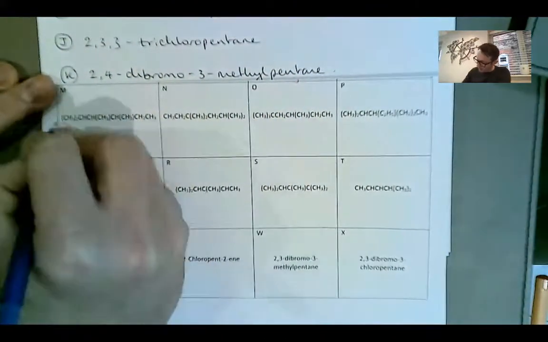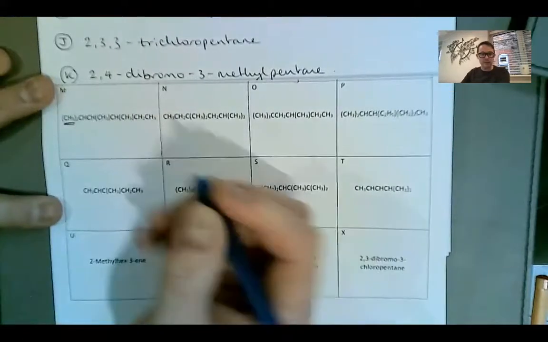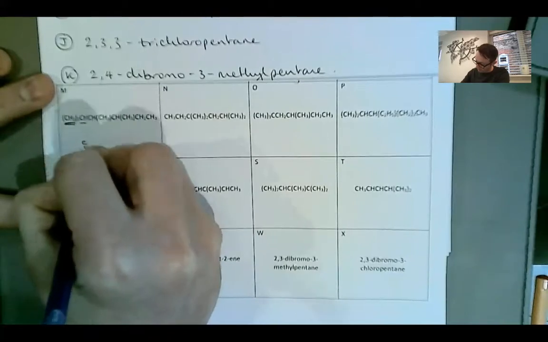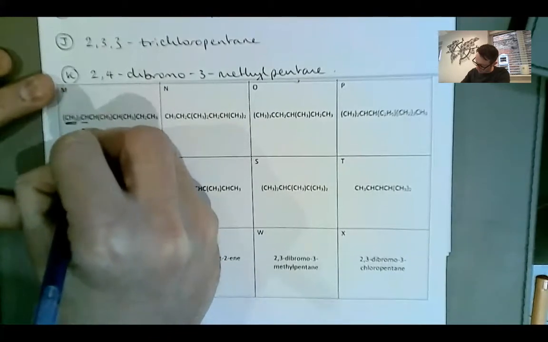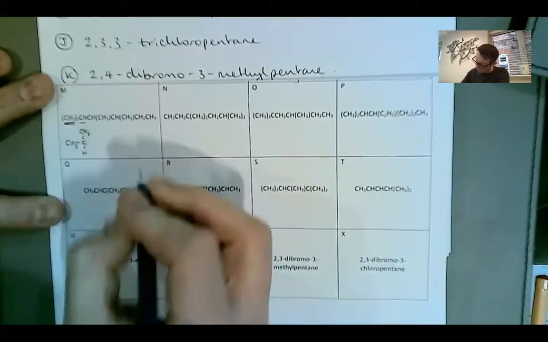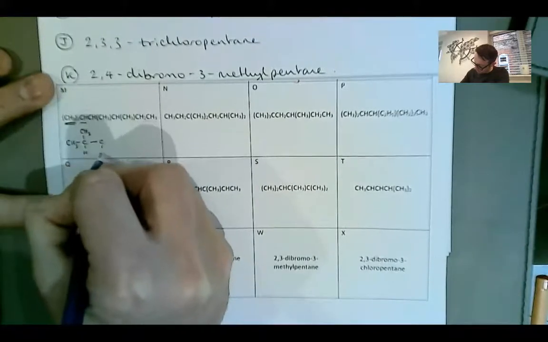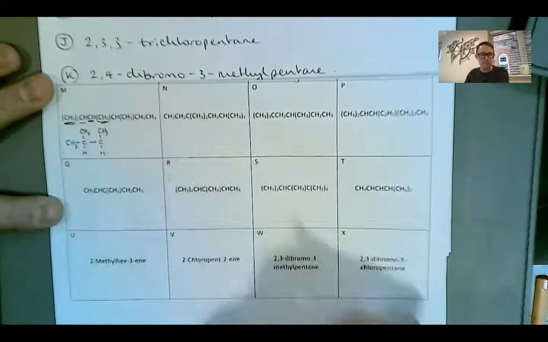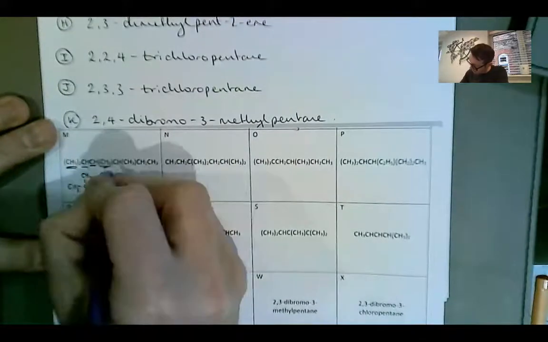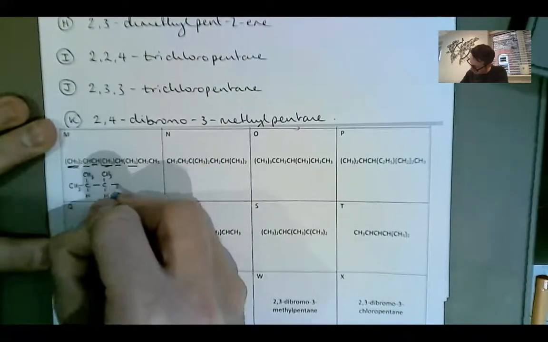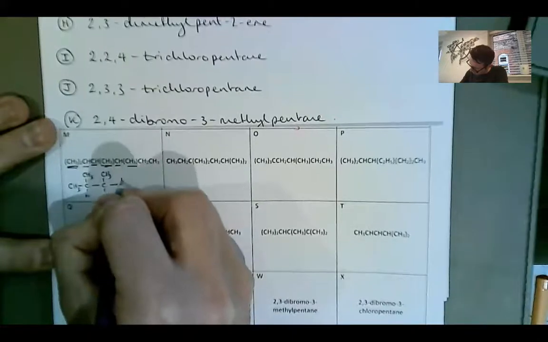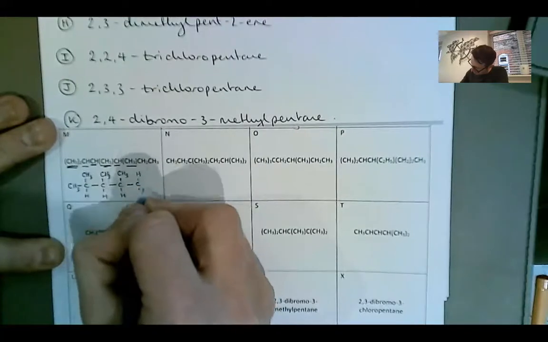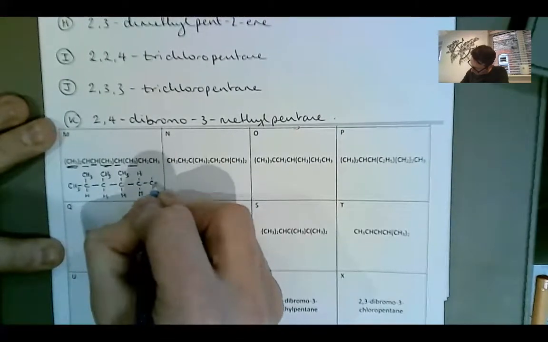So here I've got 2 methyls attached to a carbon with a hydrogen. So here's a carbon with a hydrogen, and I've got 2 methyls attached. One I'm going to put up, one I'm going to put to the side. I've got a carbon with a hydrogen and a CH3. So that's that bit and that bit. I've got a carbon with a hydrogen and a CH3. So carbon, hydrogen, CH3. And then I've got a CH2 followed by a CH3 at the end.